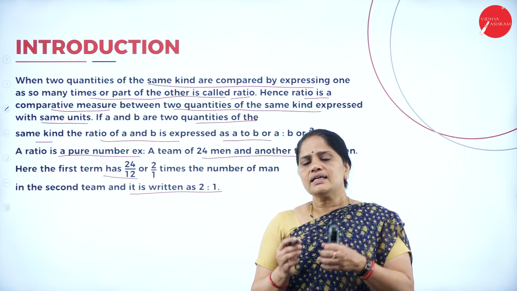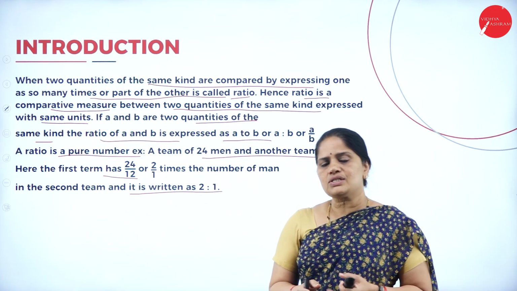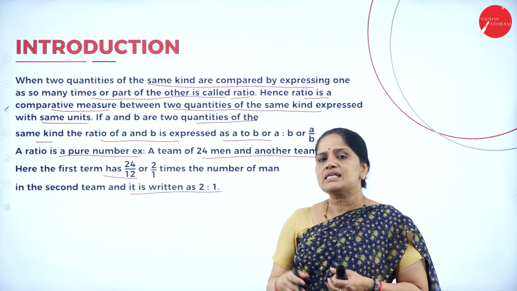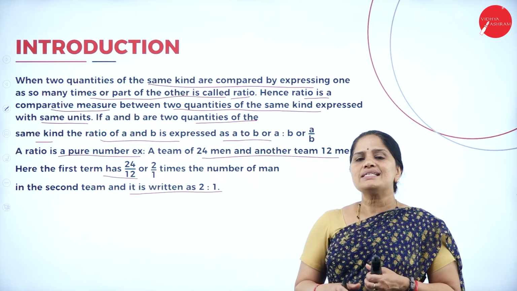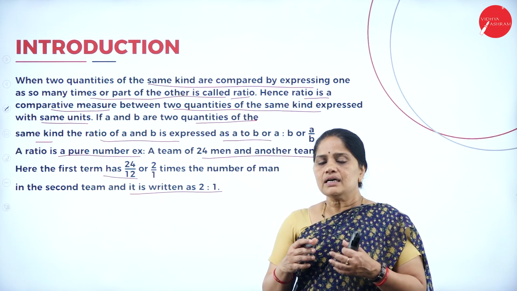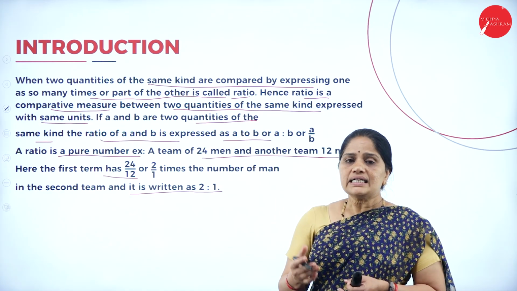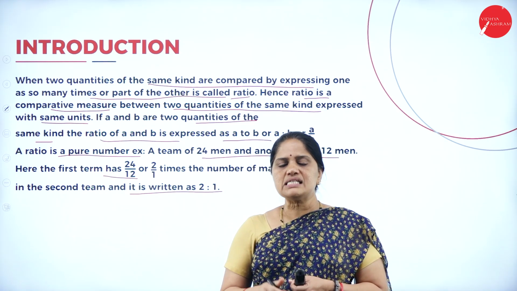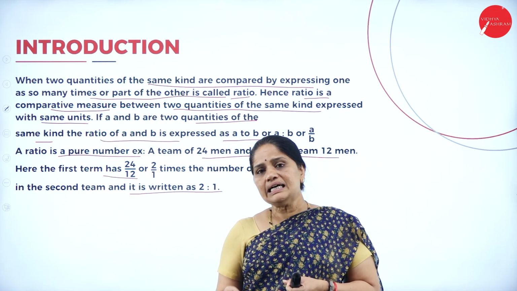Suppose I tell the ratio of boys and girls in a class. Suppose it is a class of 50 students and there are 25 boys and 25 girls, then I can say that the ratio of boys and girls in the class is 1:1. Suppose in a class of around 30 students, there are 20 boys and 10 girls, then we can say that the ratio of boys and girls in that class is 2:1. That is, boys are twice in number than the girls.